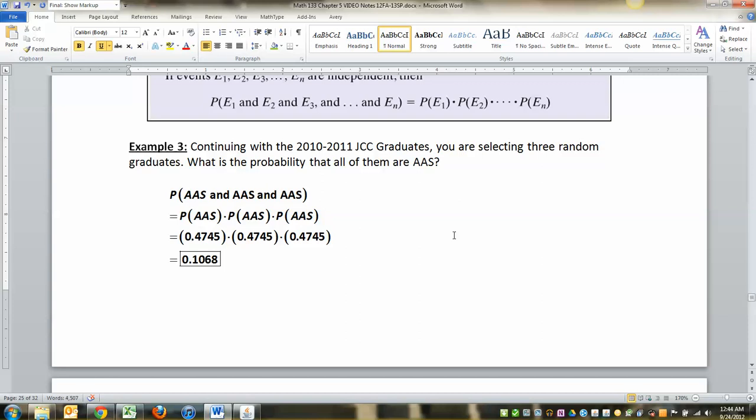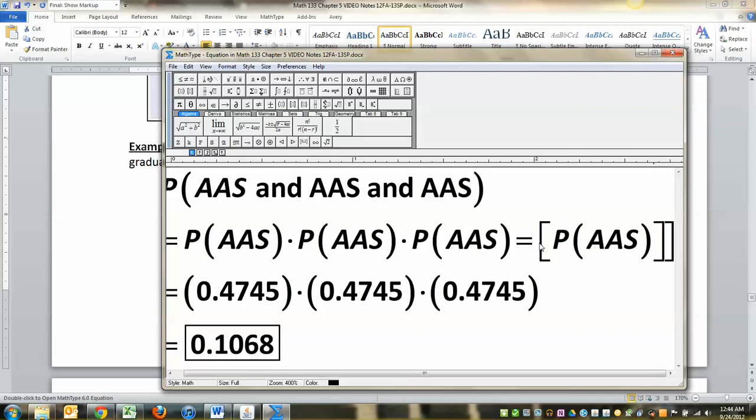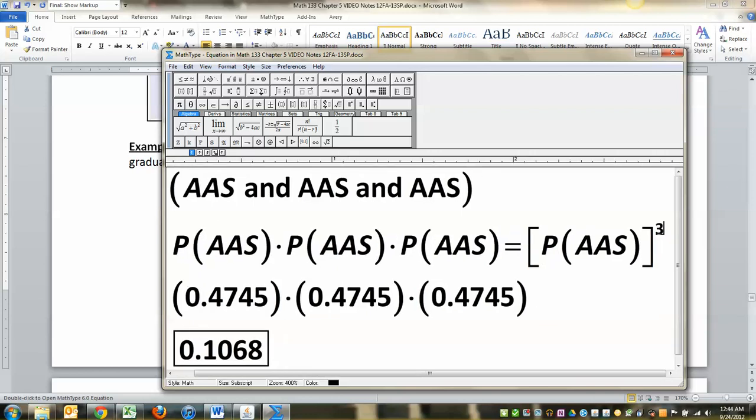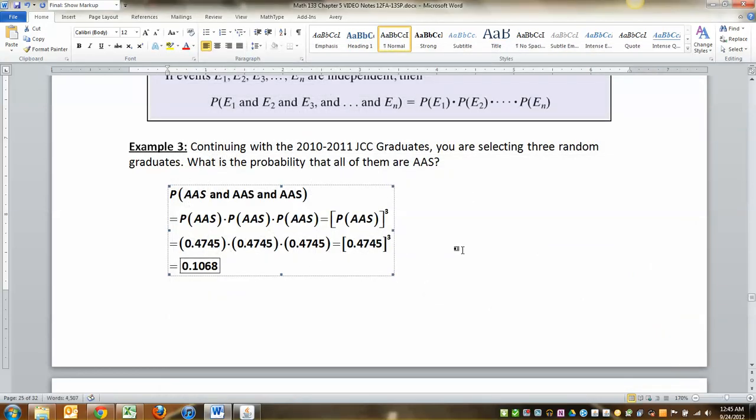Well, you just do it again, right? 0.4745 to the 4th power, and so on. I'll make a note just right here. This is equal to the probability of AAS to the 3rd power. So you can find it by multiplying it longhand, or you can just take 0.4745 like I did, to the 3rd power.